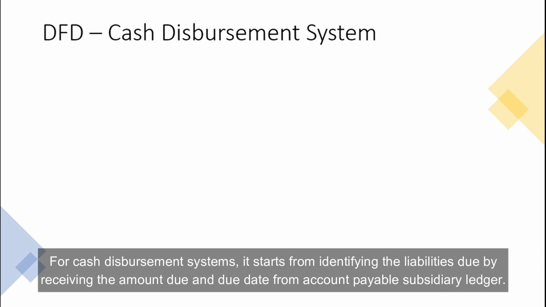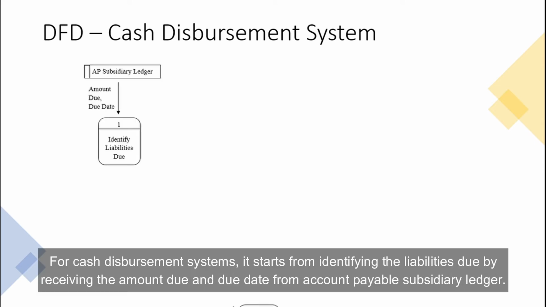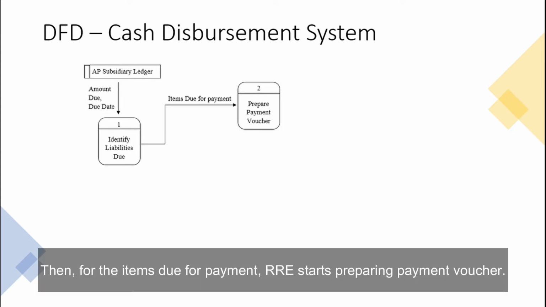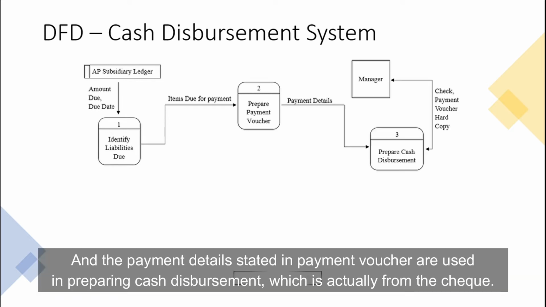For cash disbursement system, we start from identifying the liabilities due, reviewing the amount due and due date from account payable subsidiary ledger. Then for the items due for payment, Roda-Roda enterprise starts preparing payment voucher, and the payment details stated in payment vouchers are used in preparing cash disbursement, which is actually the check.